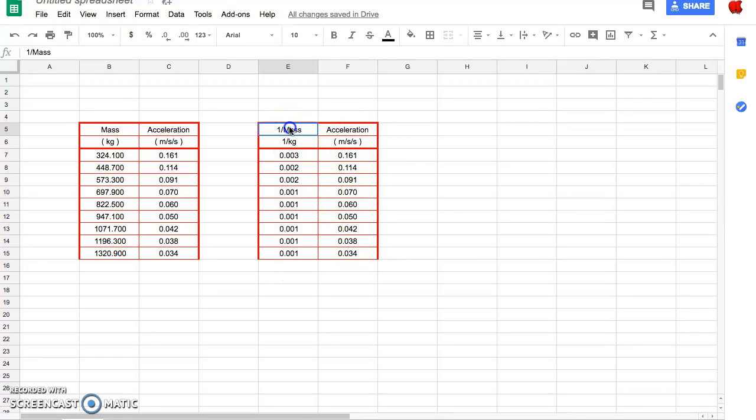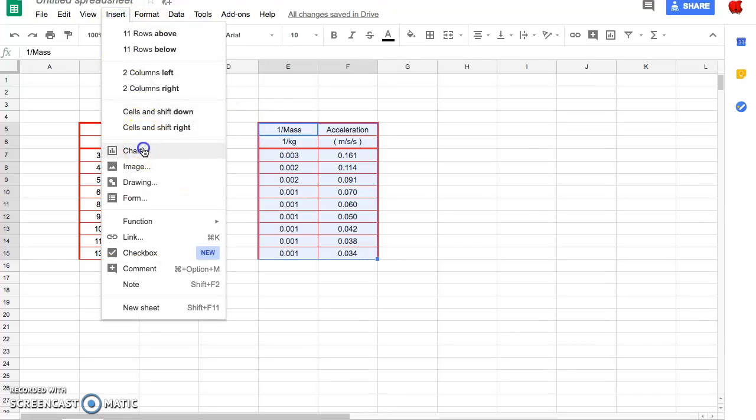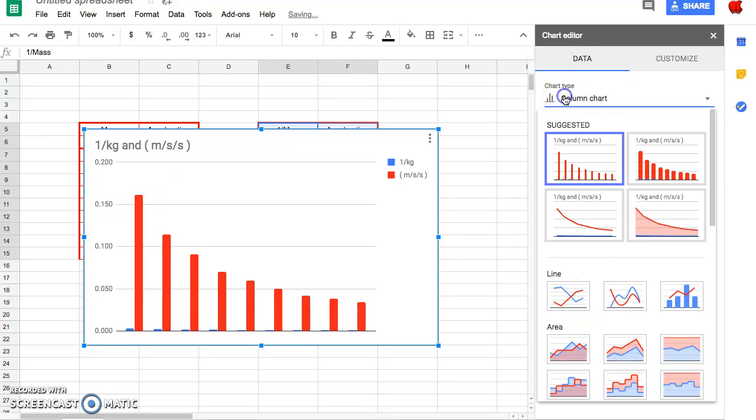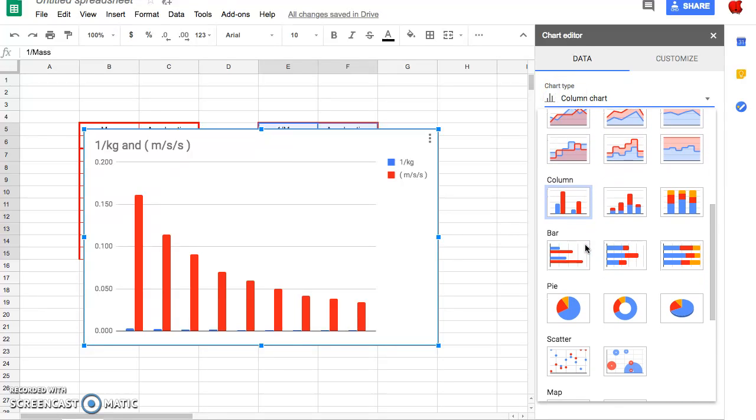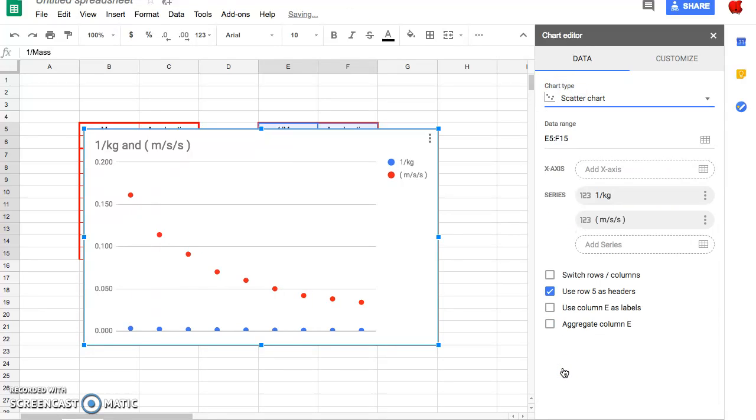And if that is the proper relationship, if the acceleration is proportional to 1 over the mass, this will give me a straight line. So I'm going to highlight my data. I'm going to go to Insert, Chart. Again, I've got to choose Scatter Plot because Google doesn't default to it. And then here you can see it got a little bit of trouble.